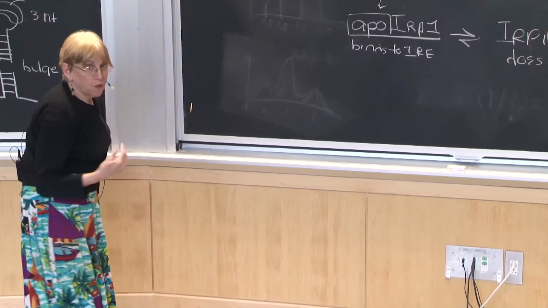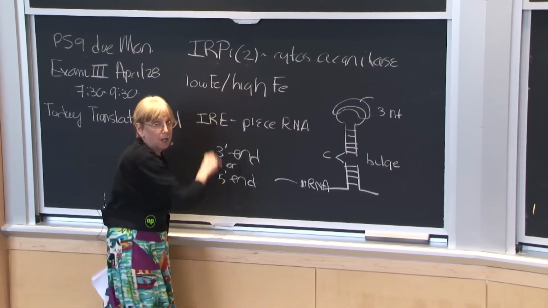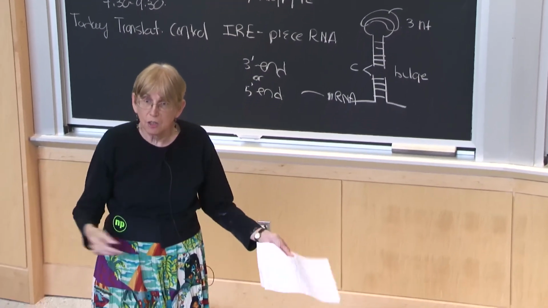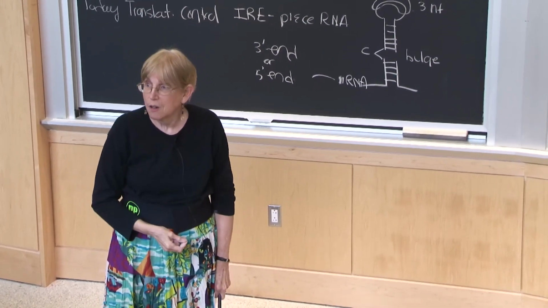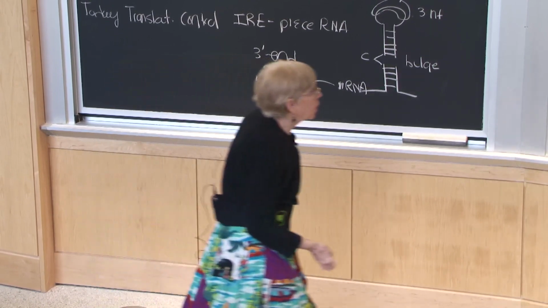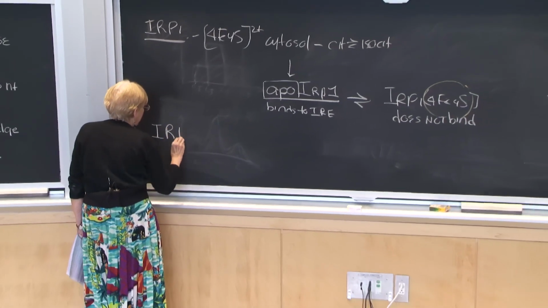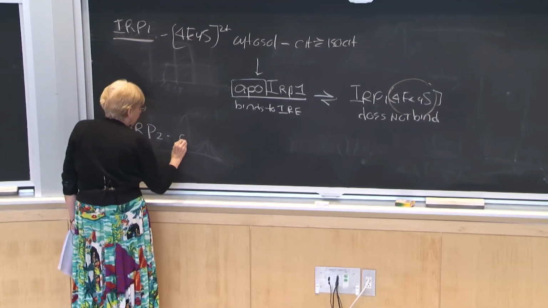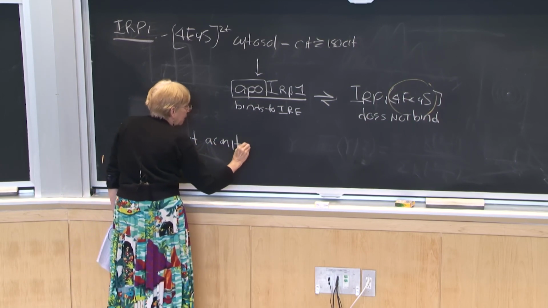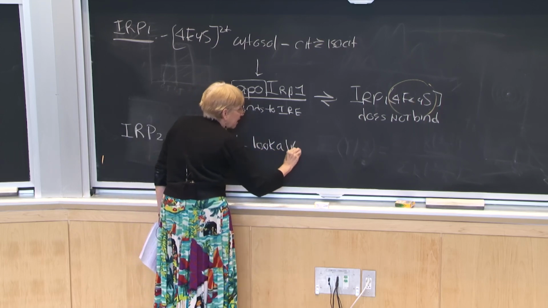So we also have, I told you before, in addition to IRP1, an IRP2. And IRP2 also looks structurally like a cytosolic aconitase, but it has no aconitase activity. So we have the second protein, IRP2. It's also a cytosolic aconitase look-alike, but it has no activity.